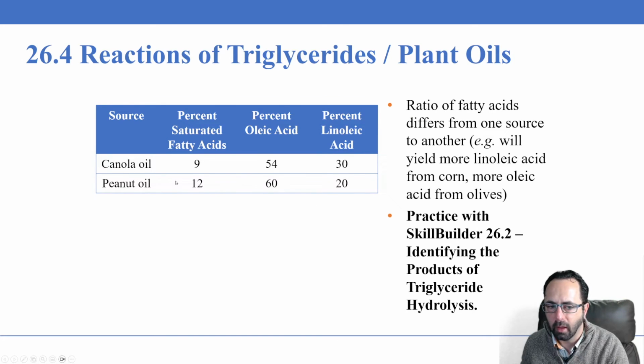Here's a couple of other plant oils: canola oil and peanut oil. Again, it's going to depend on the plant or the animal what the ratio of various fatty acids is. In canola oil and peanut oil, they're about similar in oleic acid. Canola oil has a bit more linoleic acid, and peanut oil has a little bit more saturated fats.